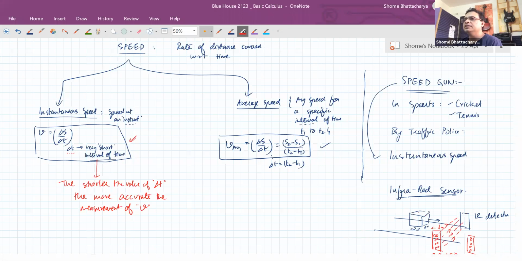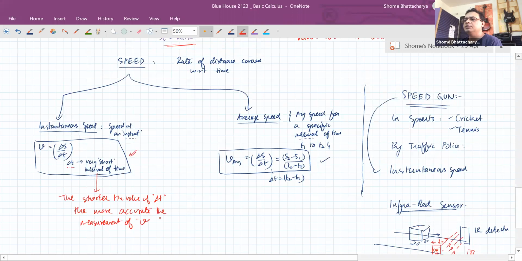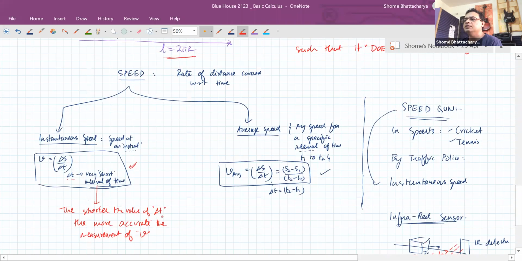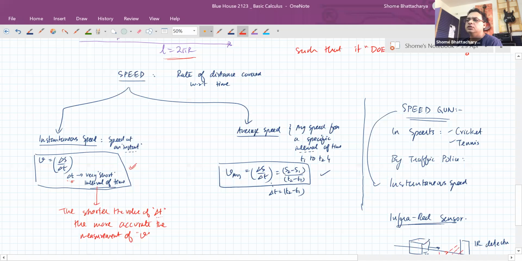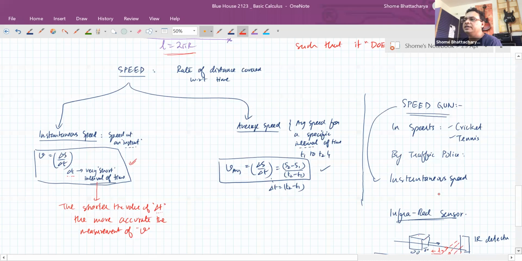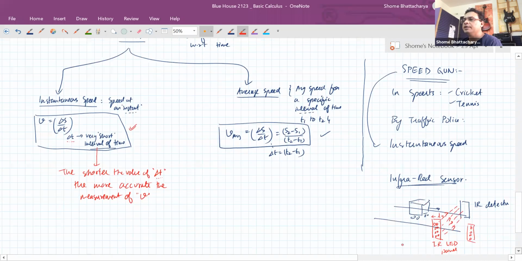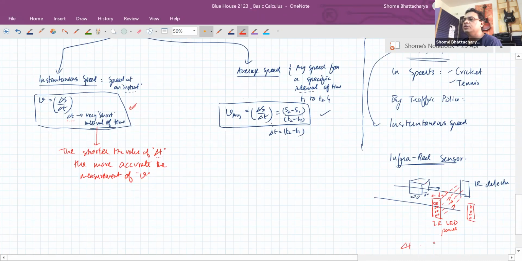But whatever devices we are using, ultimately the accuracy of that device is determined by how short an interval of time in which it is able to measure the distance covered. So if, for example, we have a very high-end device like an infrared detector with a combination of panels, it might be able to detect for a time interval as short as 1 microsecond. So that will be very, very accurate. Compare that with, let's say, the mechanical type of speedometer, which is measuring the instantaneous speed for a time interval of something like maybe 1 millisecond.